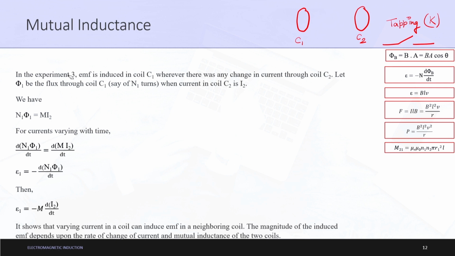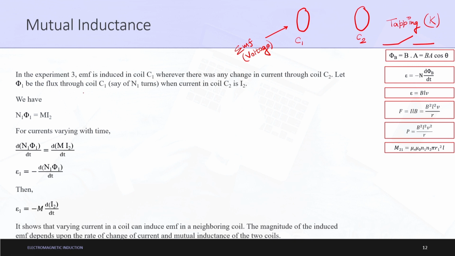Now in experiment 3, EMF is induced in coil C1. EMF is nothing but electromotive force. It is nothing but the voltage value. What is the voltage value? Voltage is the potential difference across the coils. So I will iterate again: in experiment 3, EMF is induced in coil C1 whenever there is any change in current through coil C2. So due to this a current was induced in coil C1.